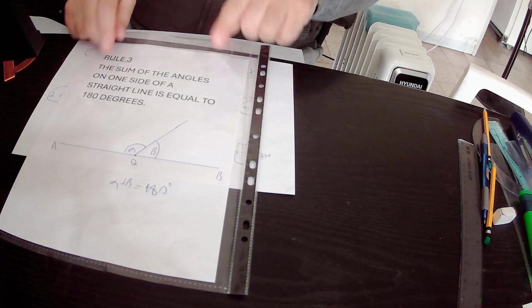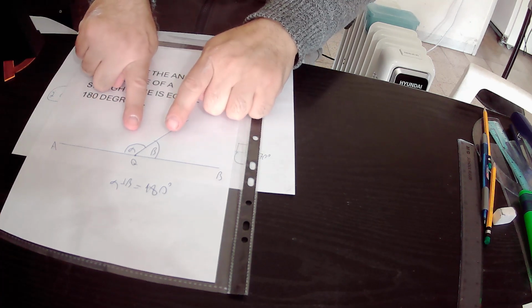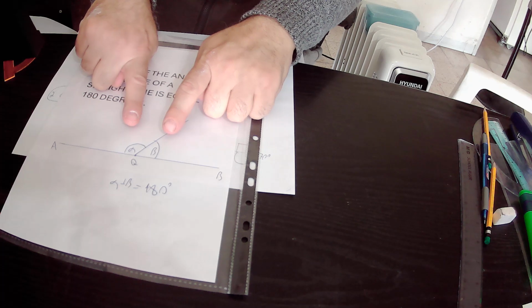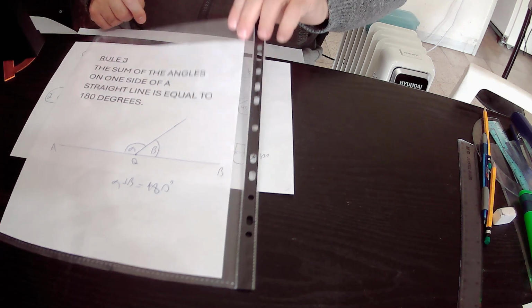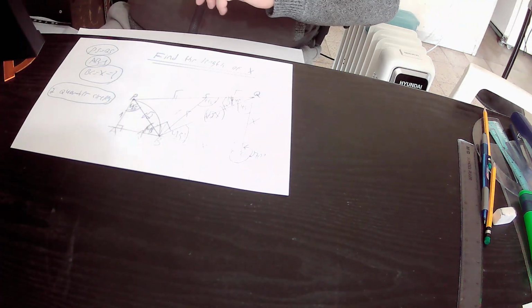So each angle we have at the upper side of AB at point Q, we have this angle alpha and this angle beta. So in total, alpha plus beta must be equal to 180 degrees according to this rule number 3. So we can actually implement rule number 3 in our drawing.